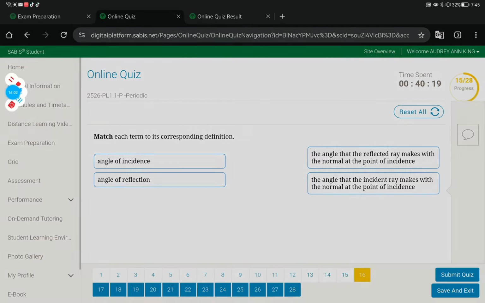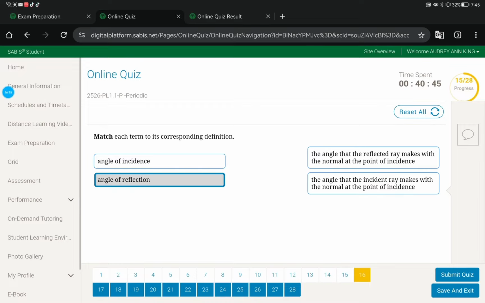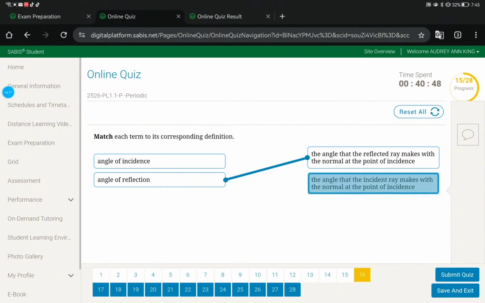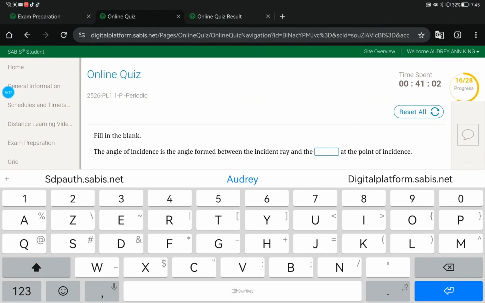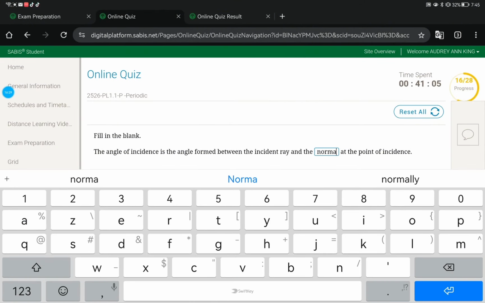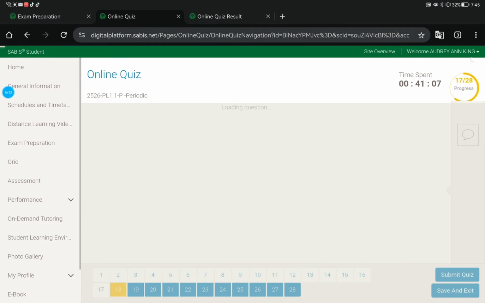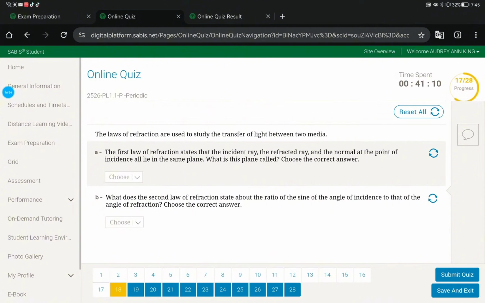Okay, match each term to its definition. The angle that the reflected ray makes with the normal at the point of incidence. Again, I showed you a diagram of this, but reflection, reflected ray makes sense. The same thing with incidence. The angle of incidence is the angle formed between the incident ray and, of course, the normal at the point of incidence. This is literally what I've been saying for the past 15 minutes.